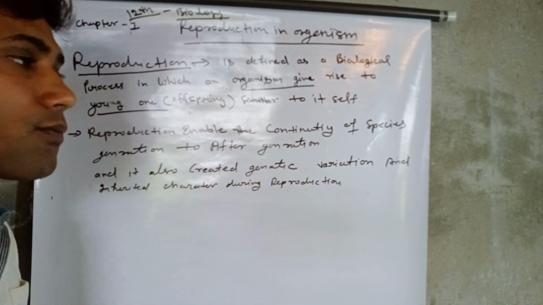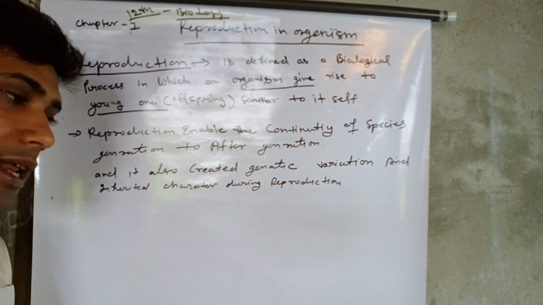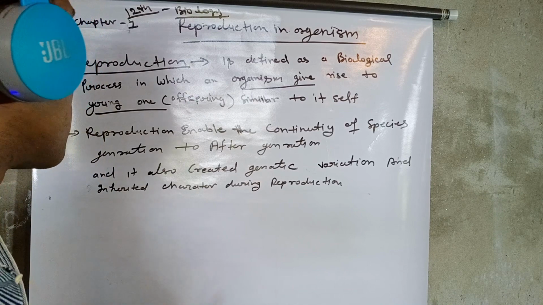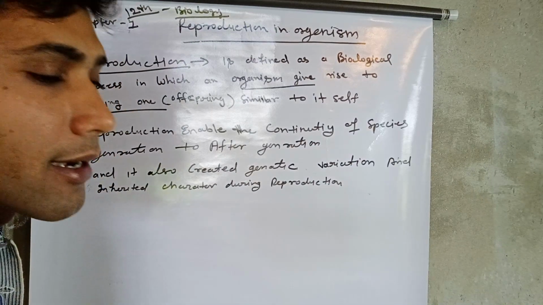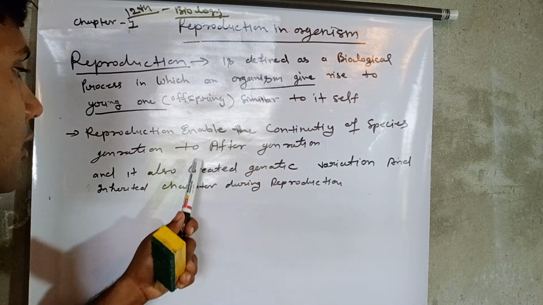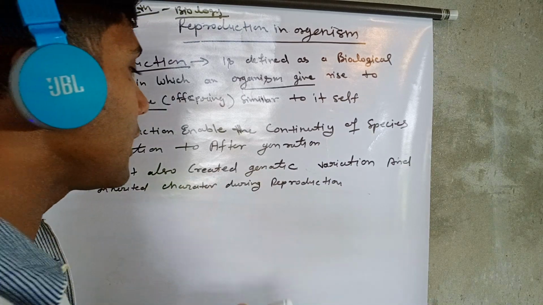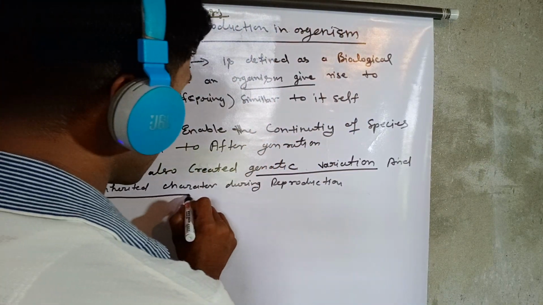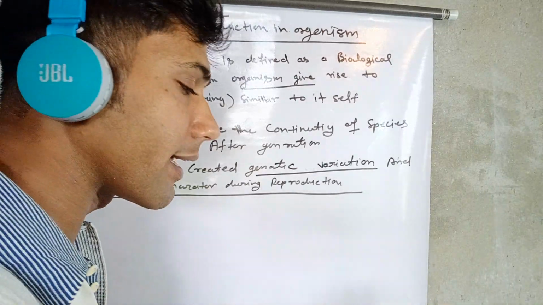Every student knows that in evolution, crossing over of gametes plays a very major role. Crossing over of gametes happens if reproduction occurs. So reproduction enables the continuity of a species generation to generation, and it also creates genetic variation and inheritable characters. Inherited characters means inheritable characters.